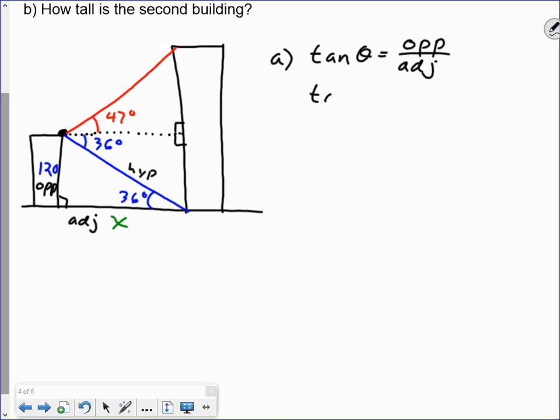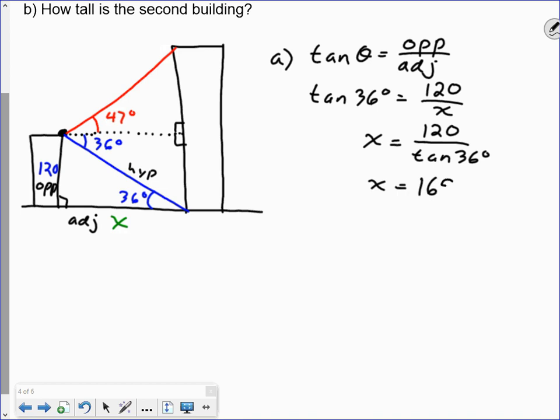This looks like a job for the tan ratio because it is opposite over adjacent. The angle that we're working with is 36 degrees. Our opposite side is 120. Our adjacent side is x. We are going to cross multiply and then divide. You get 120 divided by tan 36. And then punching this into our calculator, we're going to get 165.2 meters.